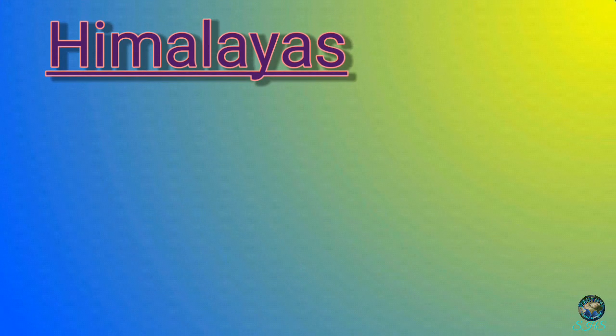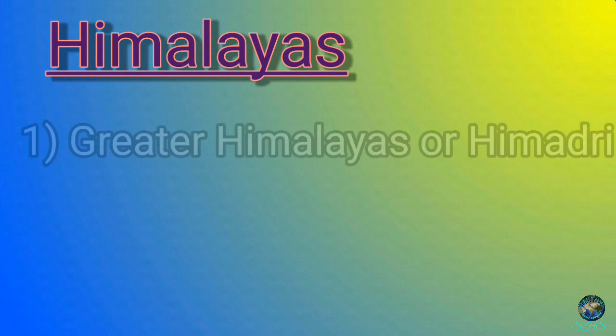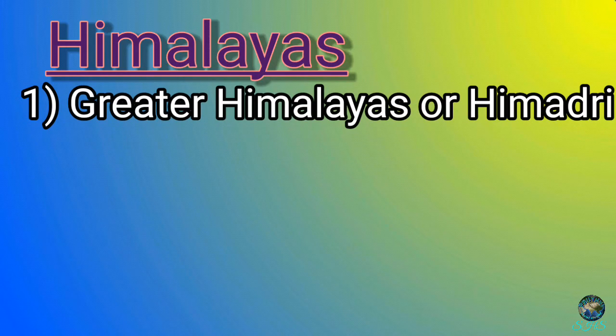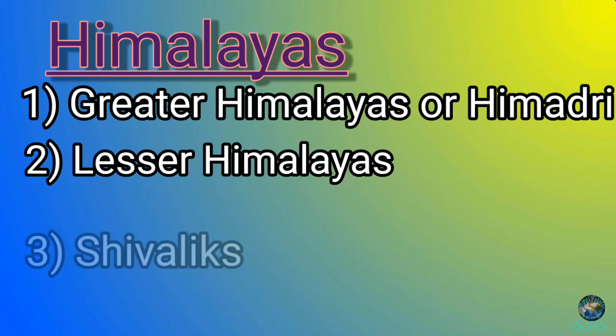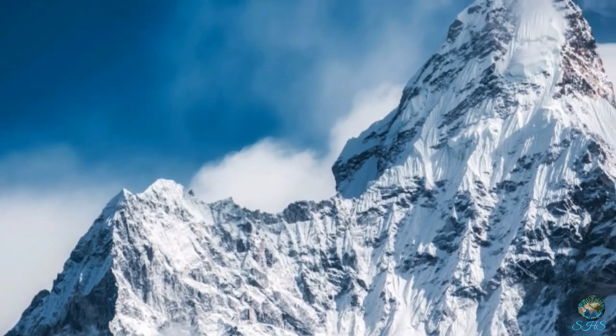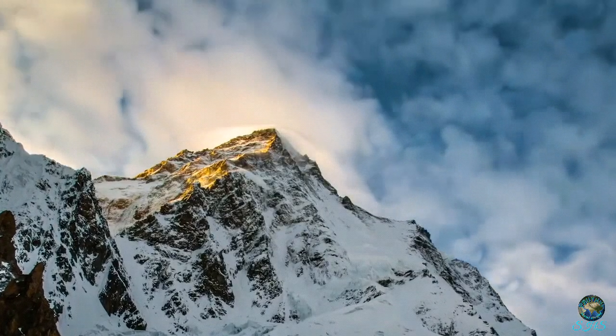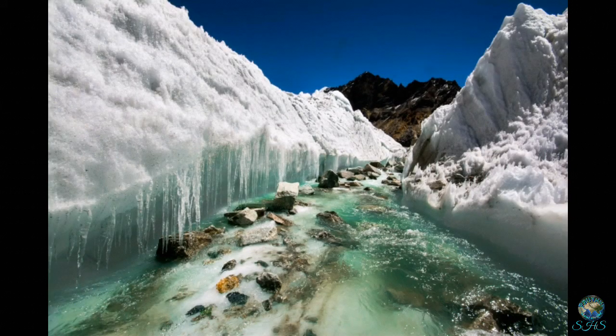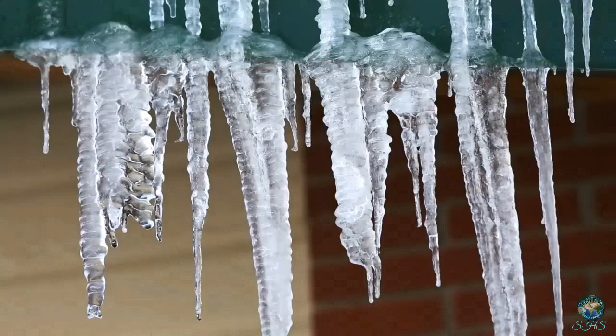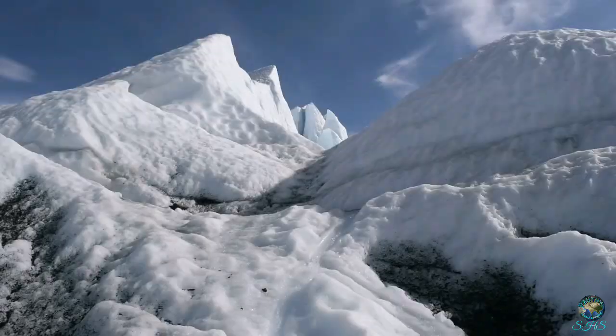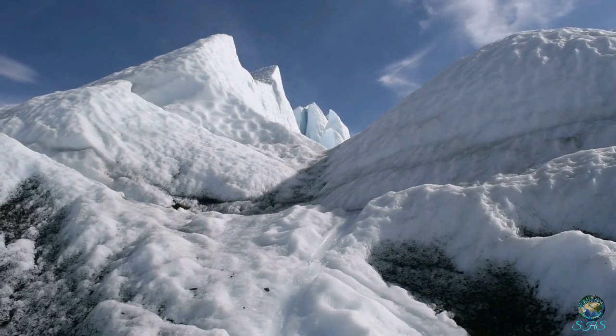The Himalayas comprise three parallel ranges. Greater Himalayas are Himadri, Lesser Himalayas, Shivaliks. What do you know about Himalayas? Himalayas are covered with full of ice. Greater Himalayas are composed of snow and ice cover. We find glaciers here. The seasonal cycles of accumulation of ice in winter, movement and melting of glaciers in summer are the sources of the perennial rivers.